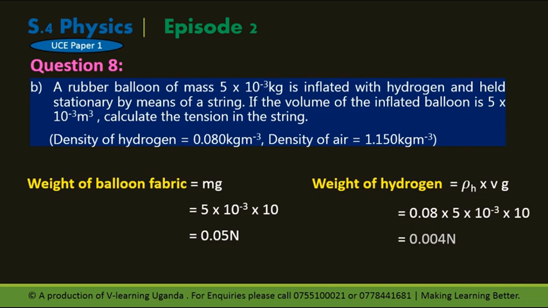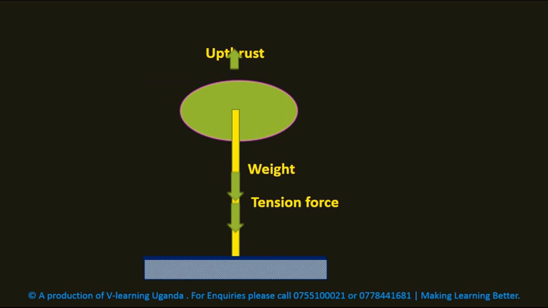But for us to understand this very well, I need to bring up the illustration of what exactly we are talking about. In this case, downward we shall have the tension in the string which is holding the balloon, and then upwards we have the air pushing this balloon upwards, because the balloon is floating in air. Our fluid is the air we have there. So we have up thrust.